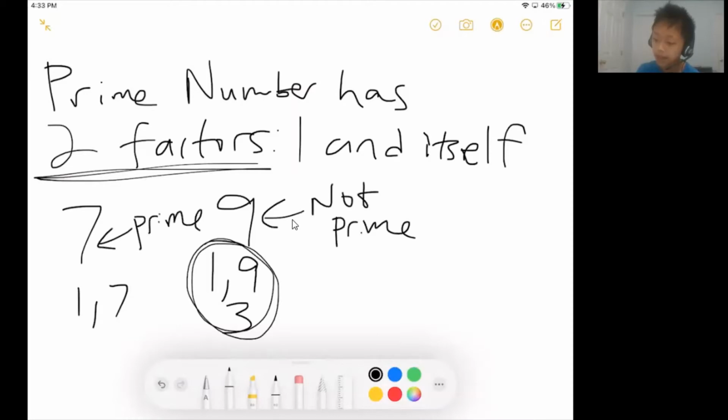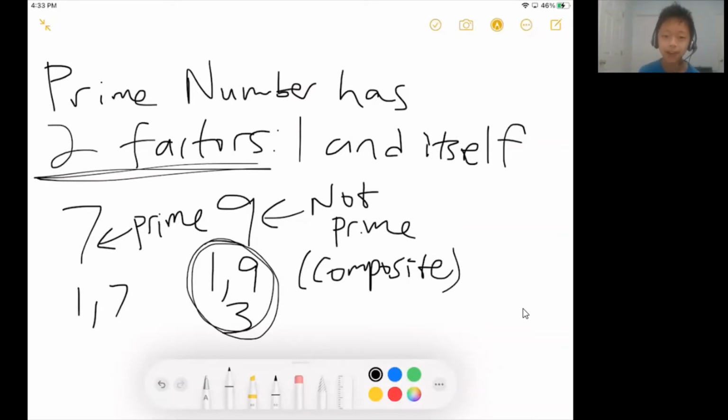So remember that in order for something to be prime, there has to be exactly 2 factors, one and itself. And the numbers that are not prime, like in this case 9, we call them composite numbers, right? So we say 9 is a composite number because it has more than 2 factors.